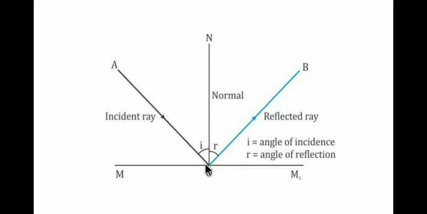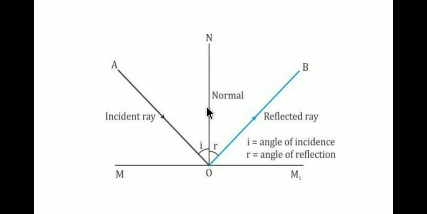Since it is falling on the surface at the point O, point O will be called the point of incidence. And this is the line which is perpendicular to the surface, and the perpendicular line is normally called the normal.